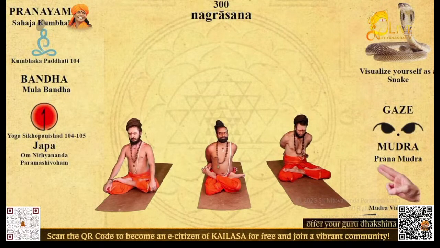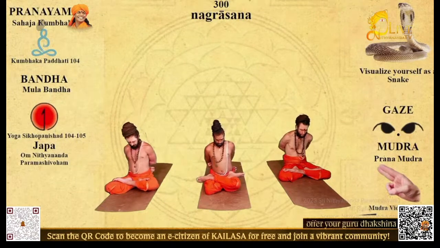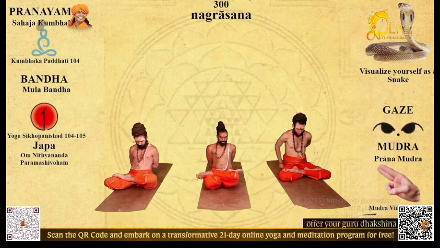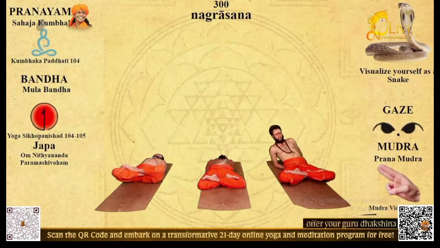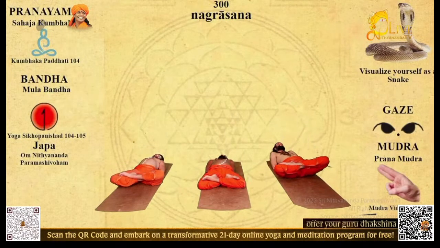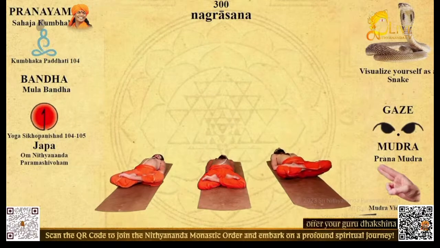The next asana is Nagdasana. Maintaining your arms crossed behind your back, lay down with your legs in Padmasana. Gaze to the nose and visualize yourself as a snake as you breathe calmly through your nose in Sahaja Kumbhaka.